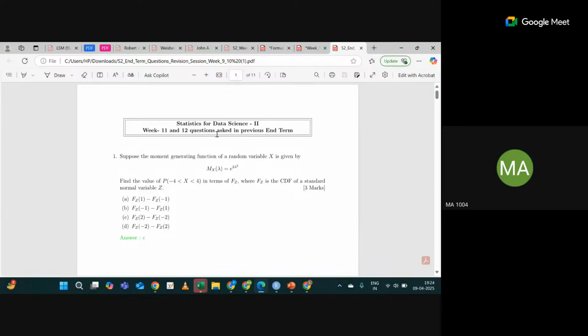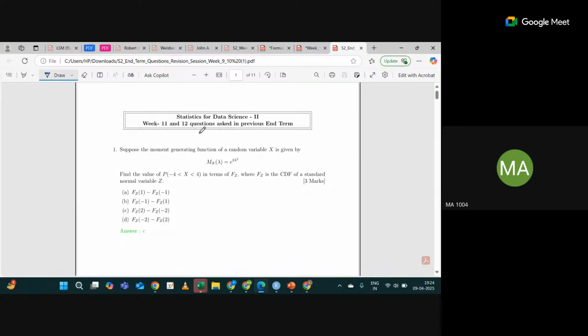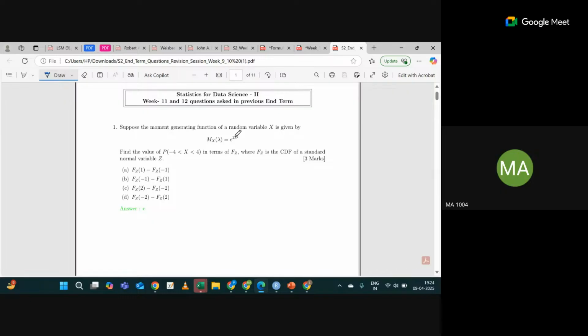Now let's do this question. It says, suppose the moment generating function of random variable x is given to you. You have to find the probability that -4 less than x less than 4, in terms of FZ, where FZ is the CDF of a standard normal variable. If you focus here, this MGF is what? Can you recall something? If x follows normal 0 comma sigma square, then what is the MGF? E raised to the power lambda square sigma square by 2. Yes or no? Because we have to convert to FZ.